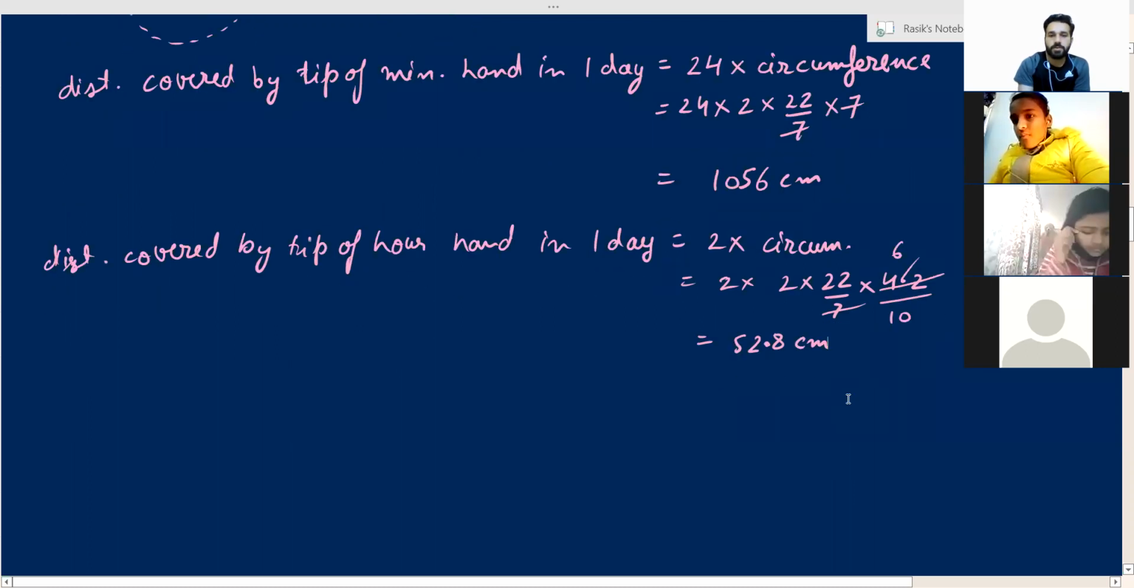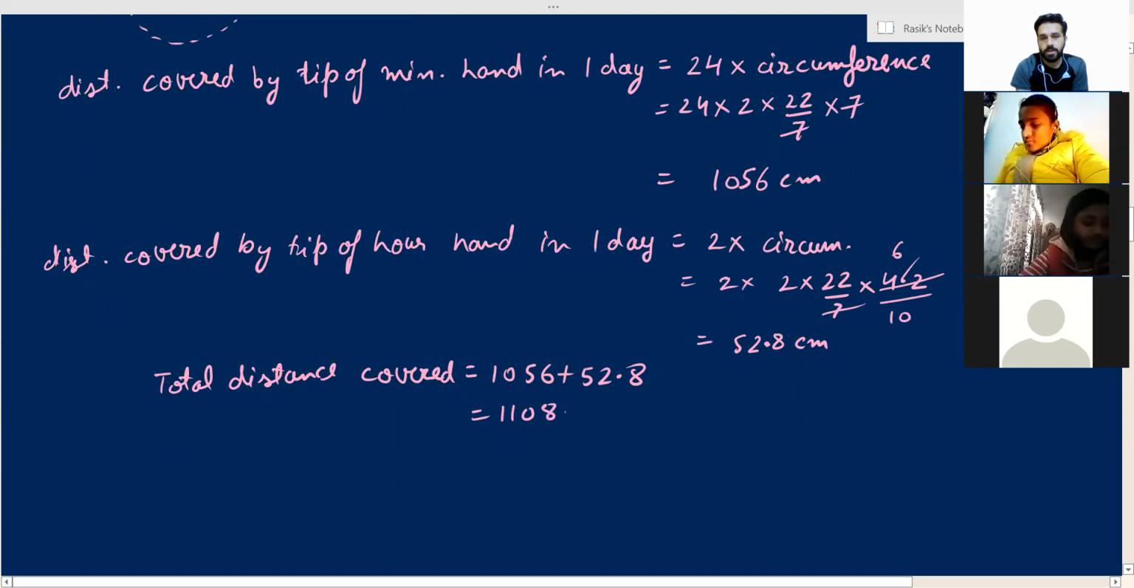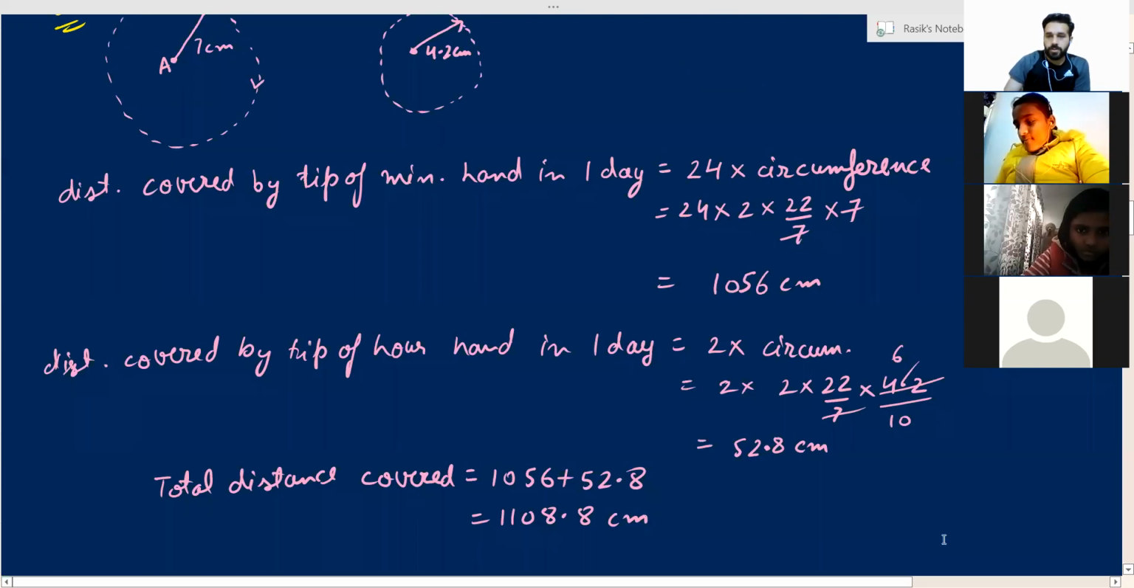Now we can easily find out the total distance covered by both the tips. Total distance covered equals 1056 plus 52.8. You get 1108.8 centimeters. Am I right? Please check the calculation. I am doing all this orally, so there could be some error also. Please check it.